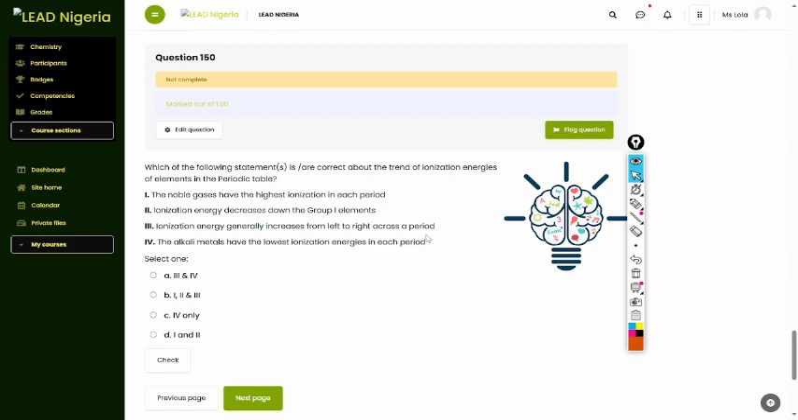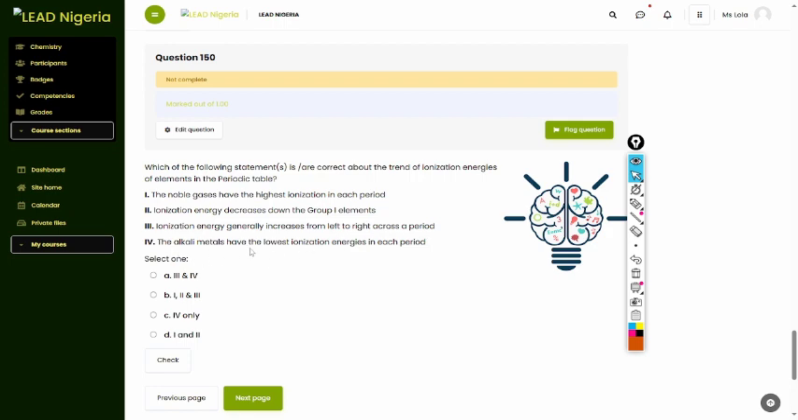This is also true because as you're going from left to right, the atomic number increases, so does the nuclear charge, and as the nuclear charge increases, there's a stronger attraction between the nucleus and the electrons in the outermost shell, and so it takes more energy to remove those electrons in the outermost shell. So 3 is also correct.